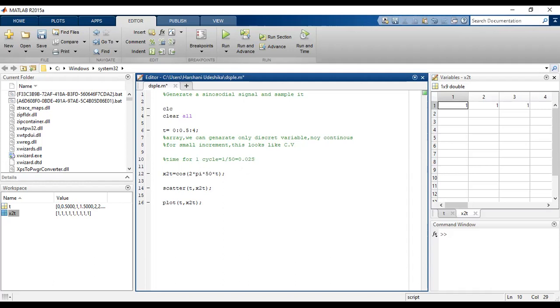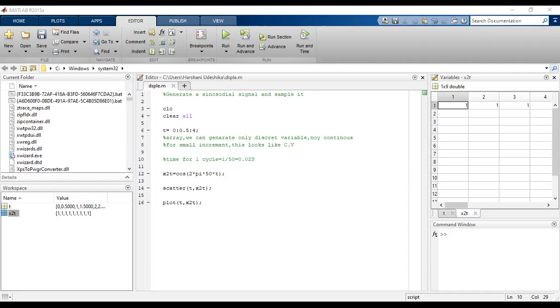That means if you consider this one, at 0.02 here you have one cycle, and like this you will have another cycle. So if you take the time values 0, 0.5, 1, 1.5, you are getting only the high value, that is 1. You are getting this high value here. So you can't get the sinusoidal signal.